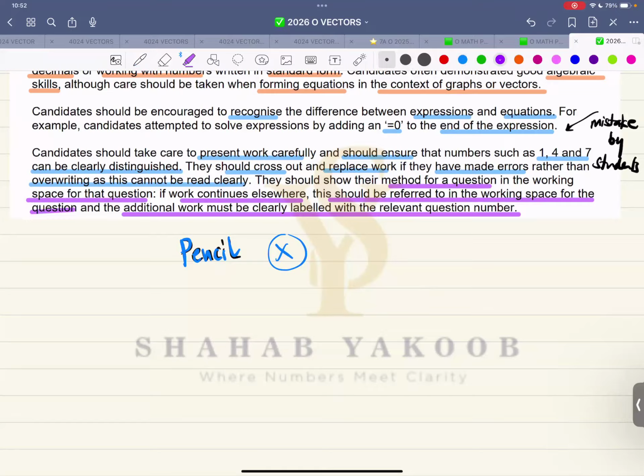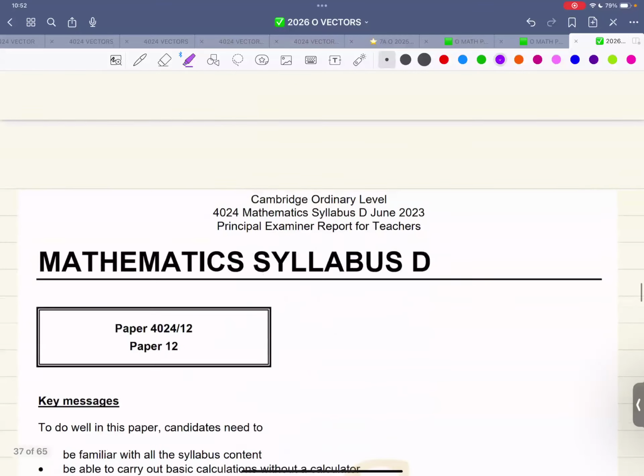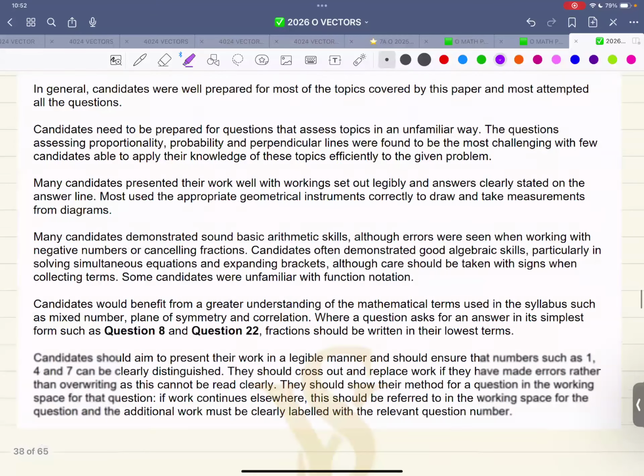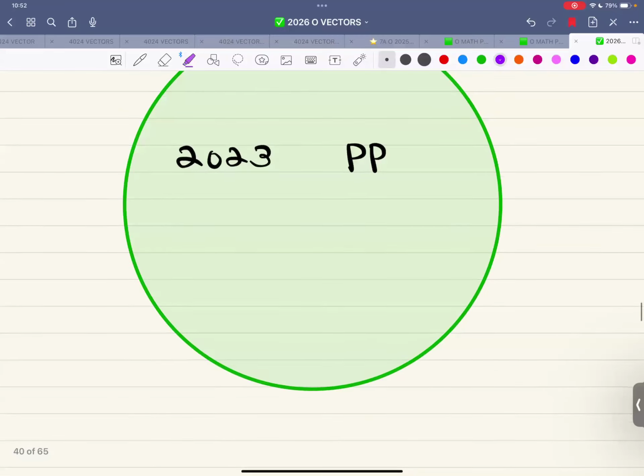If maybe, as such, there is no need of extra space. If you need extra space, there will be some blank page. Exactly label it properly. So that is the main thing. Now, let me just go to the question. So now I'm focusing on 2023.